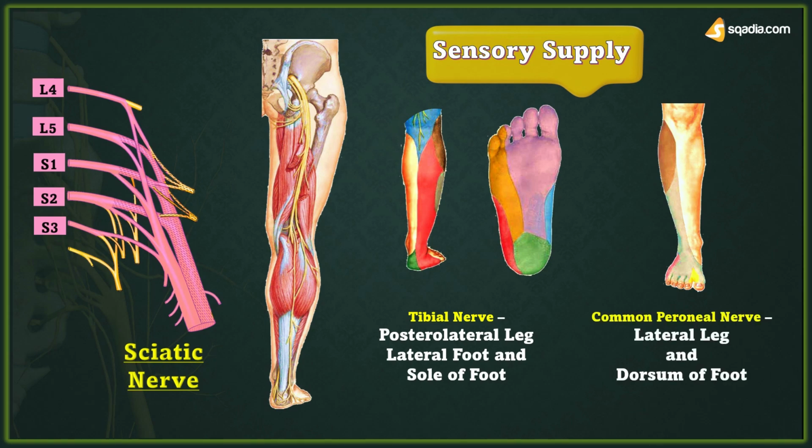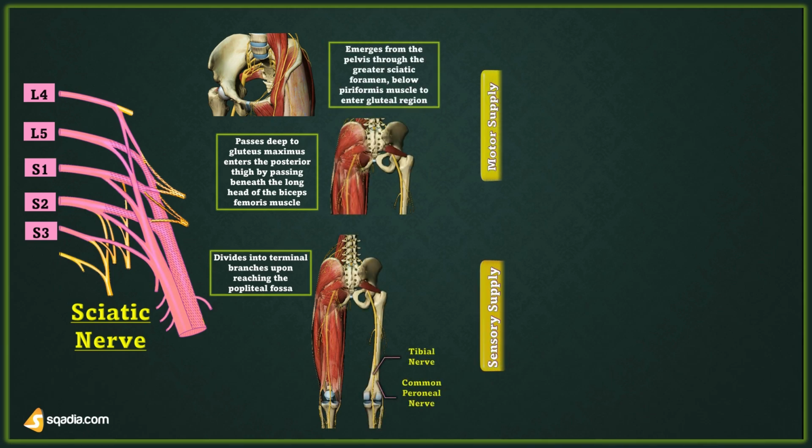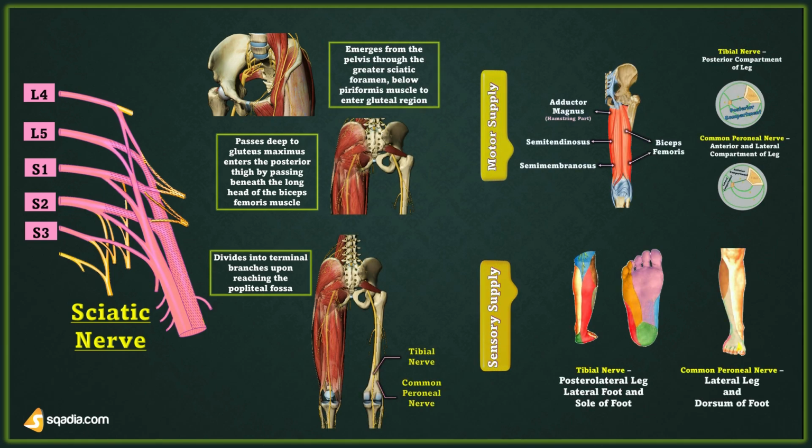Now that you are familiar with the course, motor, and sensory function of the sciatic nerve, you can better understand that in cases of sciatic nerve damage or compression, there can be motor and sensory deficits. Motor deficits may present as muscle weakness or paralysis, while sensory deficits can lead to altered or loss of sensation, such as numbness or tingling.